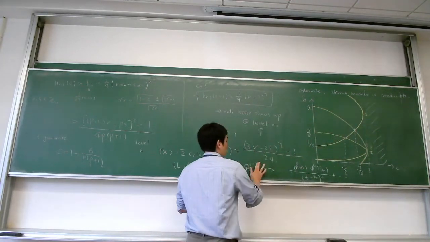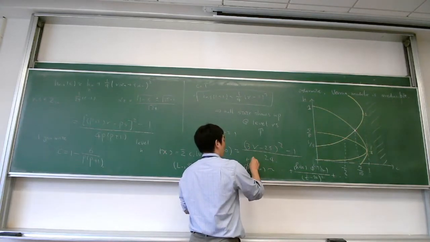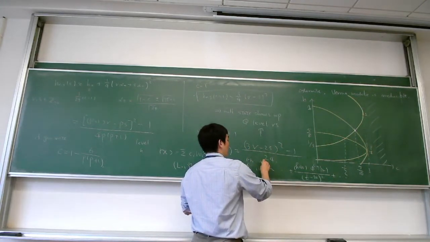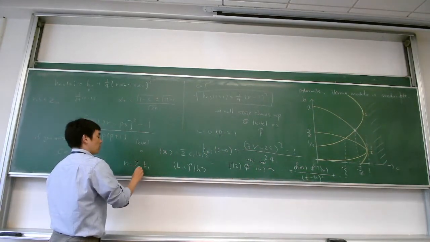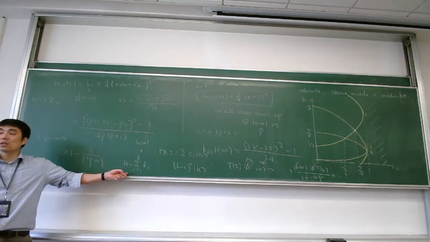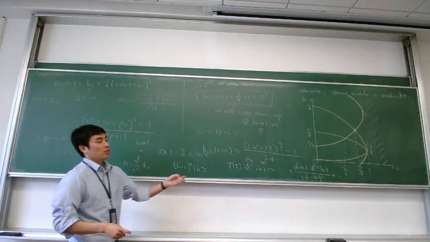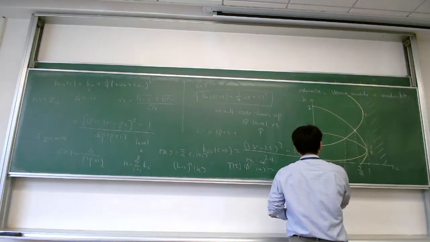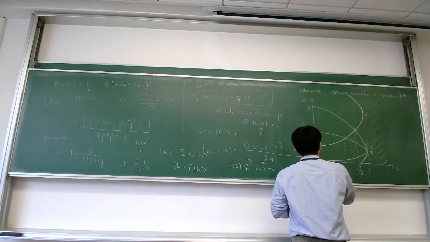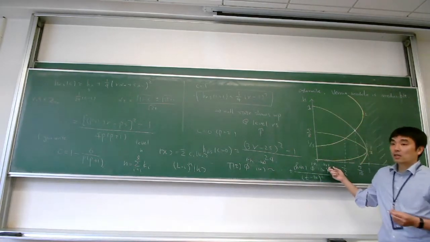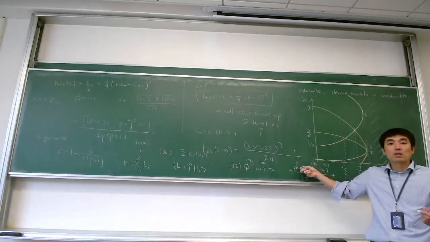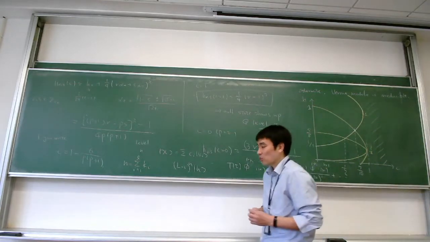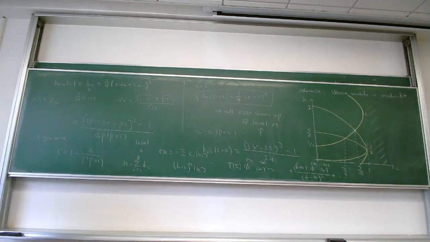Moreover, you can have a bunch of operators, minus k1 to minus kl, such that n is equal to the sum of ki, where i runs from 1 to l. This is also okay. You can check by yourself that such a descendant always has dimension h plus level. So that's the conformal dimension or scaling dimension of the descendant. Any other questions?